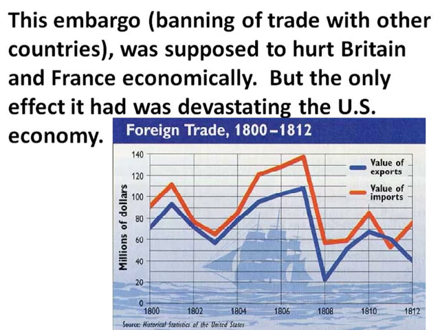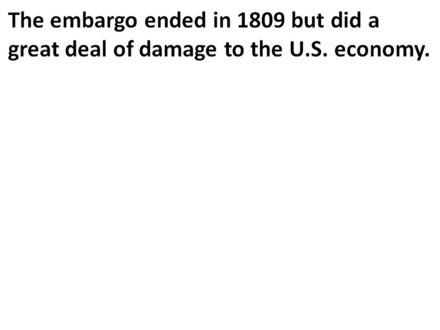Here's a chart showing the effect the embargo had on United States commerce. In the year 1807, you can see how high the value of imports and exports were. But by the following year, after the embargo had been put in place, you can see how much exports had dropped, and how much imports had dropped. The Embargo Act ended in 1809, but it did a great deal of damage to the United States economy.